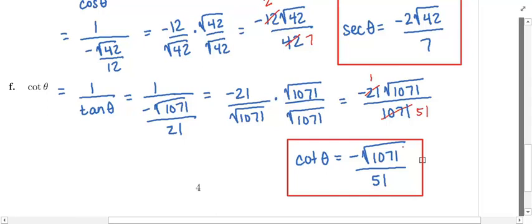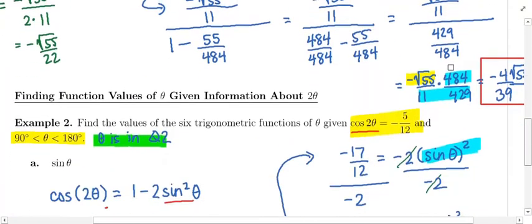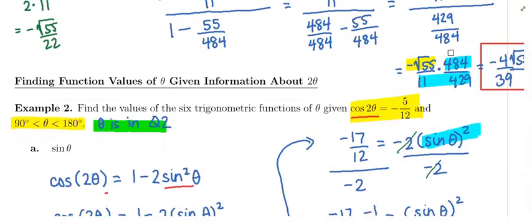Okay, we are done with the problem. We took the given information about the quadrant of theta and the value of, I believe it was the cosine of 2 theta, and we were able to get all 6 trigonometric functions of just theta.